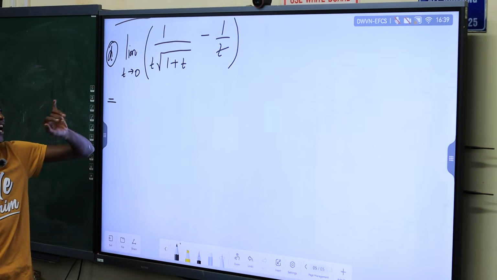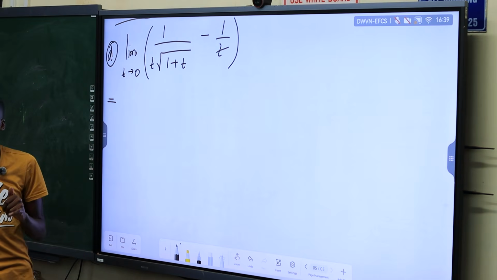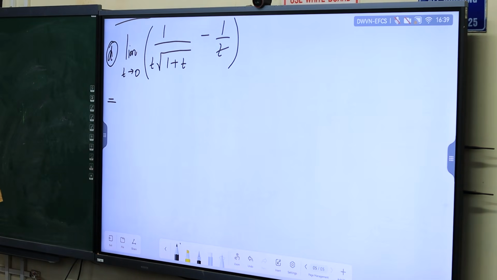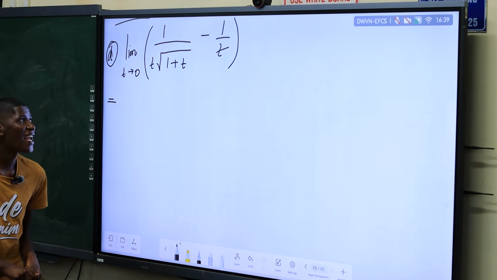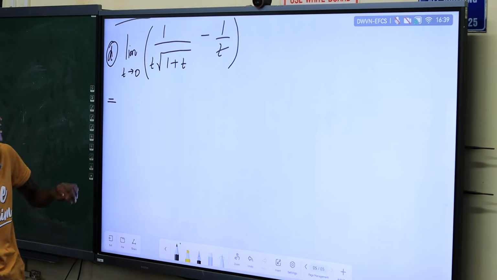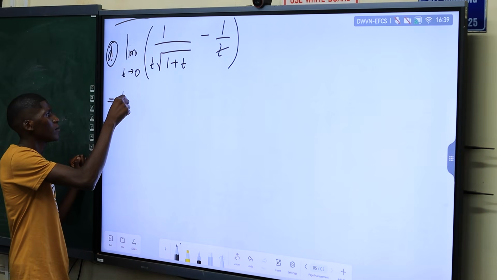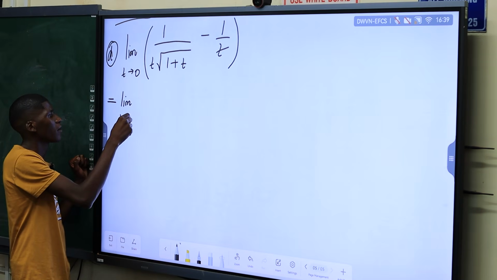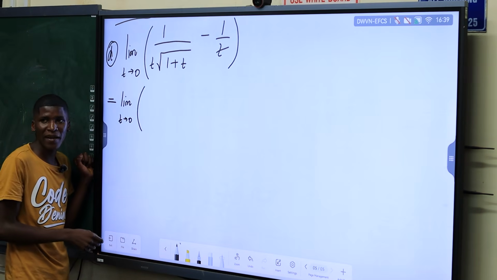Substitute t equals 0. Are we going to be able to find the limit yet now? What do we do? Simplify, I say, and try to cancel out something. How do we simplify the expression at the bottom?